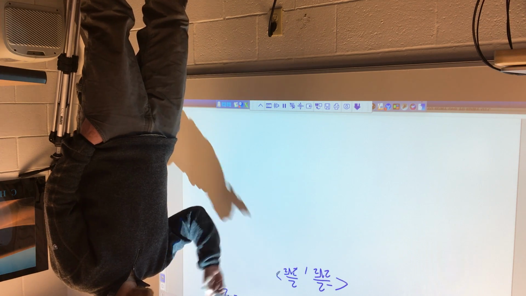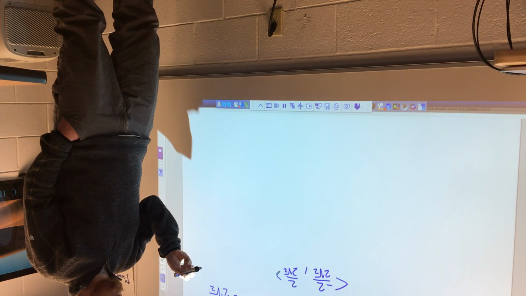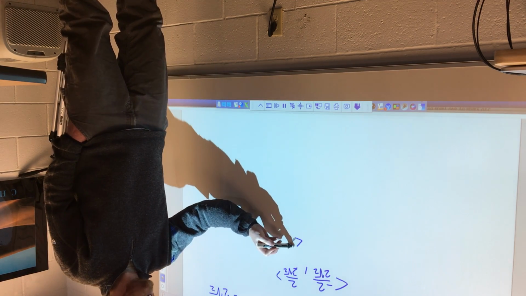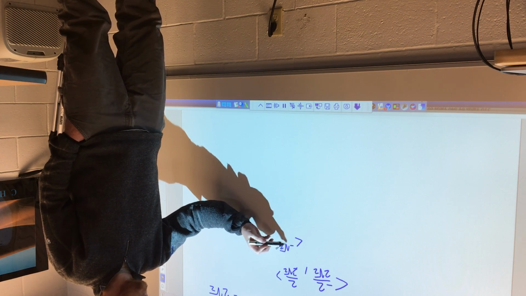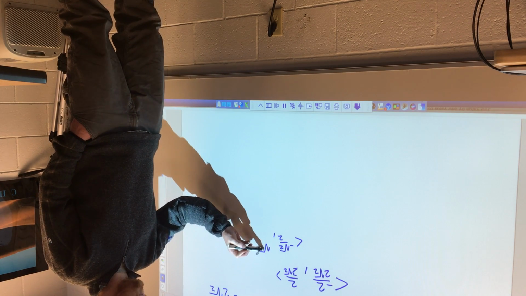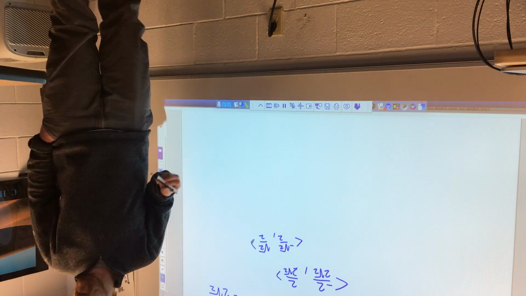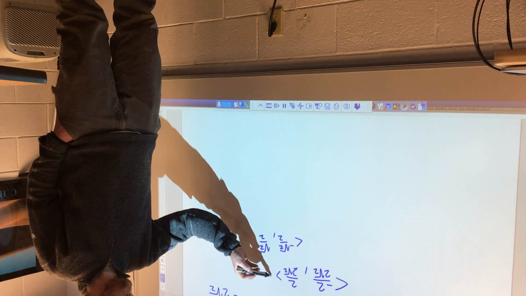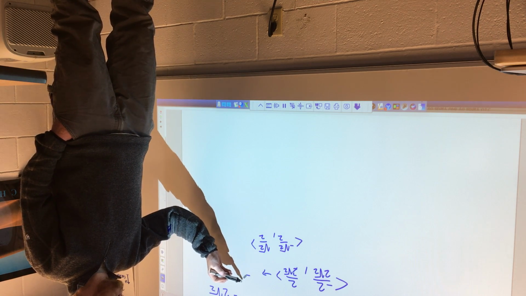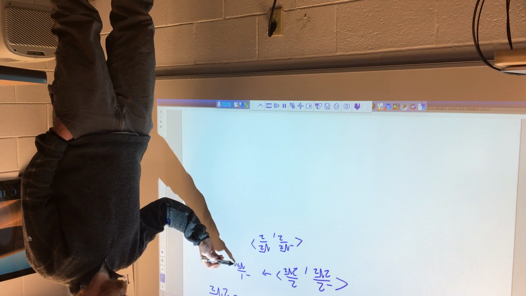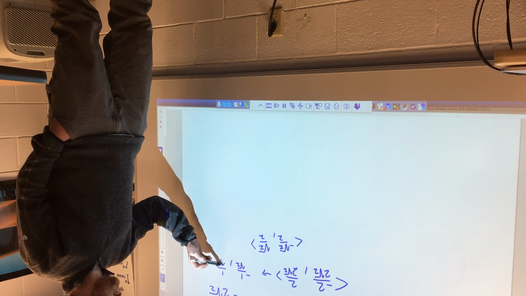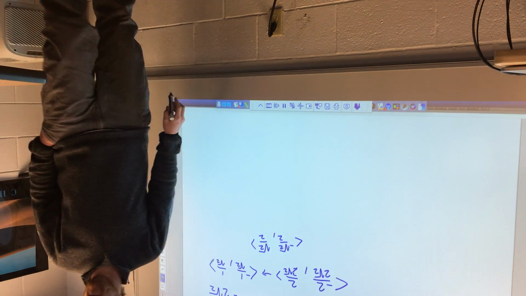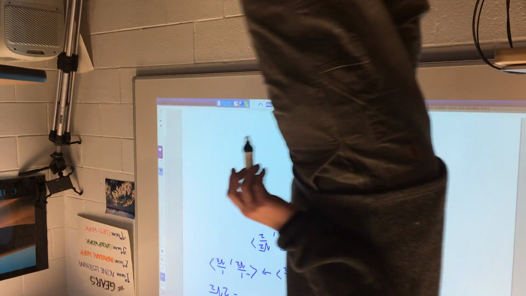And if I wanted to rationalize this, this would be negative √2 over 2 and √2 over 2, which would be the unit vector. Wait, how'd you get that? So this would be the same as negative 1 over √2 and 1 over √2, and then I would just rationalize it. I just multiply the top and bottom by √2.